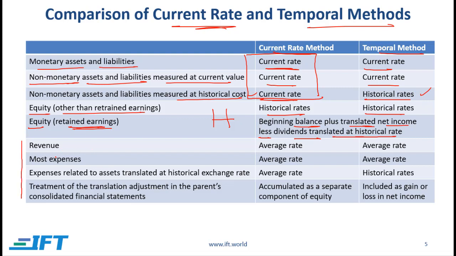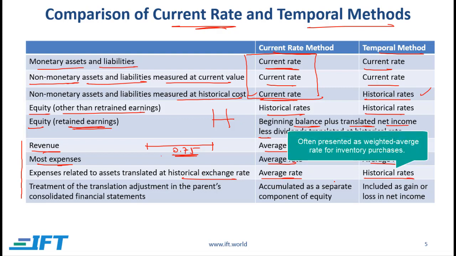Coming now to the income statement. Revenue is measured at an average rate. So if during a given year, the average exchange rate was, let's say, 0.75, then for revenue, we use this exchange rate to translate. Most expenses are measured using an average rate, but we might have some expenses which are related to assets translated at a historical exchange rate. So for example, we might have cost of goods sold. For such expenses, with the current rate method, we still use the average rate, whereas with the temporal method, we use historical rates.